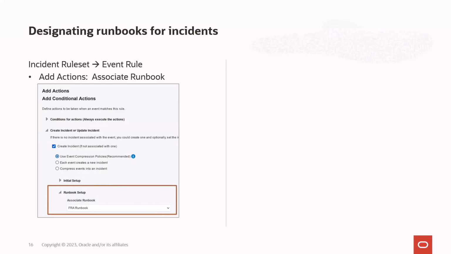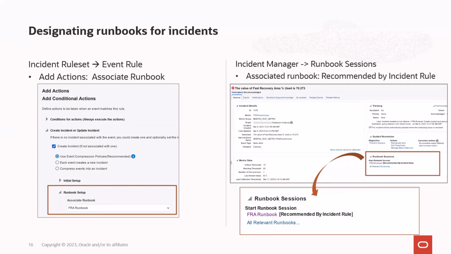Here you can specify the runbook that you would like your teams to use when the incident identified in the event rule occurs. After you've done this association, if the incident occurs, it will automatically be shown in Incident Manager, which has an annotation that it has been recommended by the incident rule. This will remove the burden on IT teams to determine which runbook to use when triaging incidents.